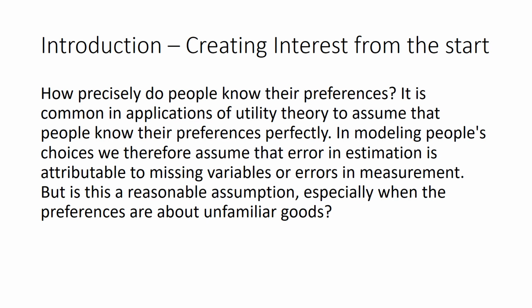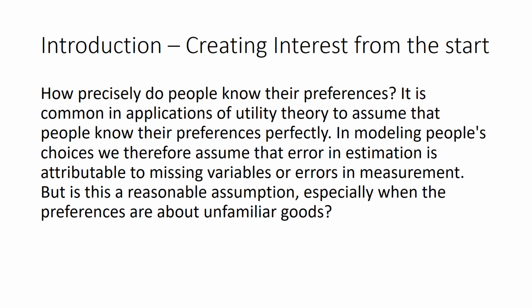Next one. Let's just read it through. How precisely do people know their preferences? It is common in applications of utility theory to assume that people know their preferences perfectly. In modeling people's choices, we therefore assume that error in estimation is attributable to missing variables or errors in measurement. But is this a reasonable assumption, especially when the preferences are about unfamiliar goods?